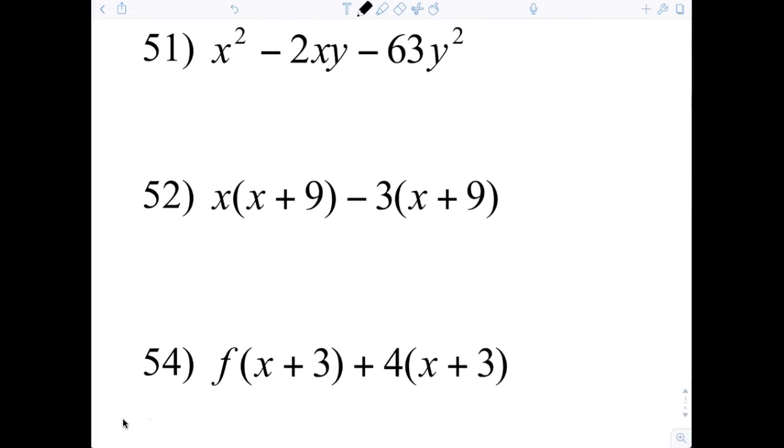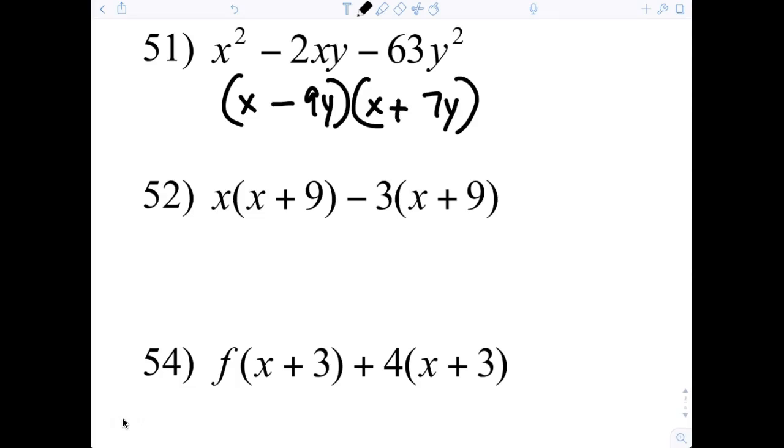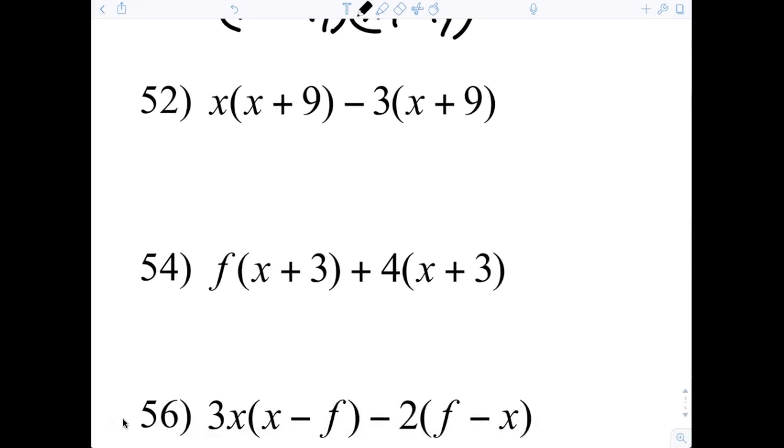Now for 51, is there anything common? Nope. X and X. And now 63, that makes 9 and 7. So don't forget it's a 9y and a 7y. We want the 9 to be negative and the 7 positive. All right, 52 should be pretty easy for you now. So this is just x minus 3 and x plus 1.